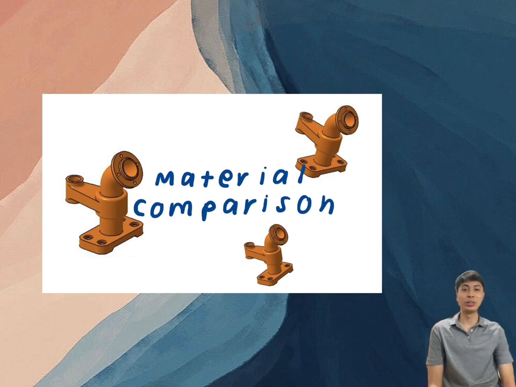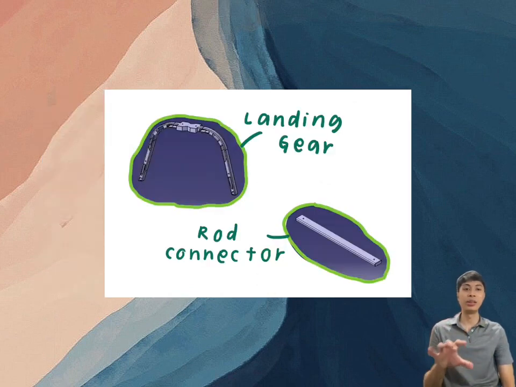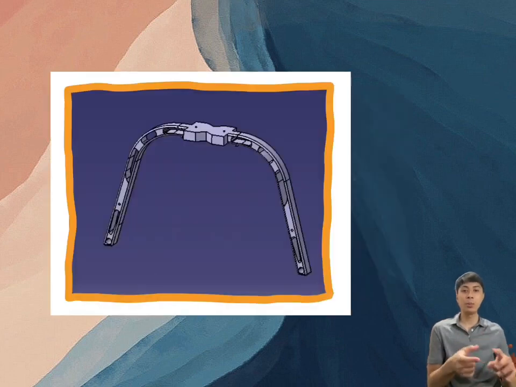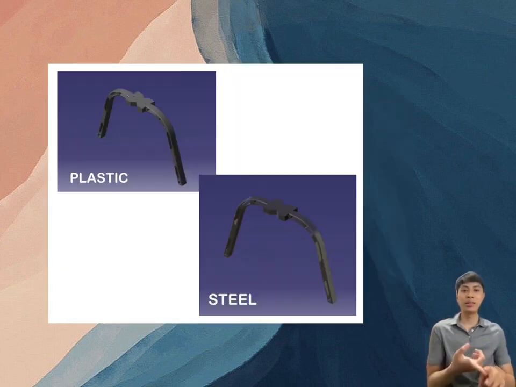Assalamualaikum warahmatullahi wabarakatuh. We proceed to the material comparison used in the landing gear and the rod connector. So we first focus on the landing gear. We decided to compare two materials in the landing gear, which were plastic and steel.